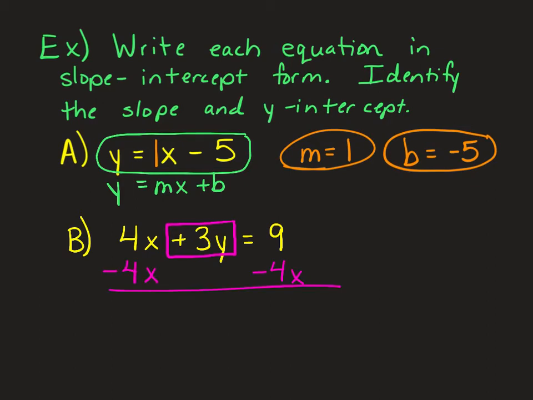Now this is different. On the left side, those x terms cancel. But on the right side, we cannot combine 9 and a negative 4x. They are not like terms. So I'm going to try to match this slope-intercept form by writing my x term first, negative 4x, and then bringing down my constant, positive 9, last.